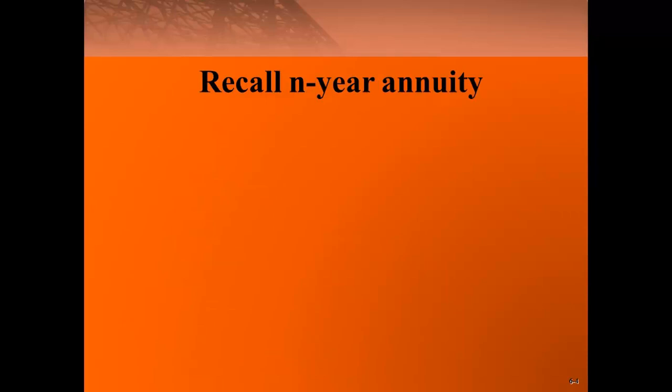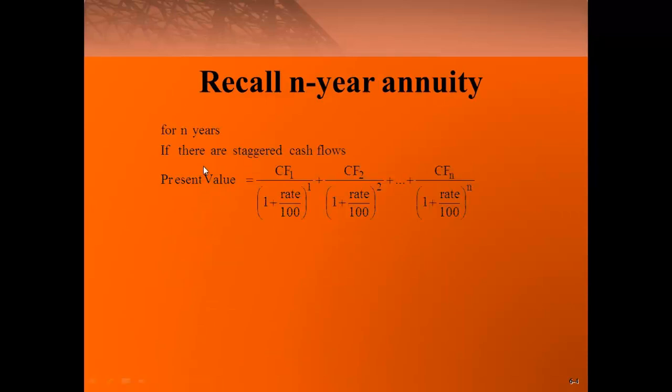Now let's recall an n-year annuity. For n years, the present value of an annuity is cash flow 1 divided by 1 plus rate to the power 1, plus cash flow 2 divided by 1 plus rate to the power 2, where the rate isn't in percent but in decimals. Here the rate is the actual number divided by 100. And so on till cash flow n divided by 1 plus rate to the power n. Now, this is assuming that the annuity ends in n years.